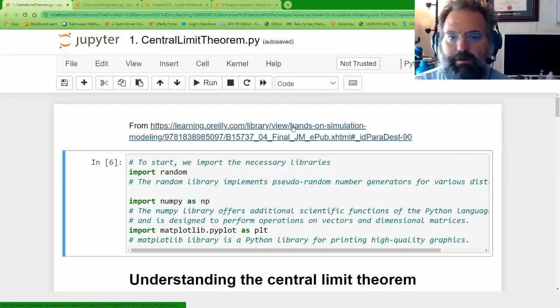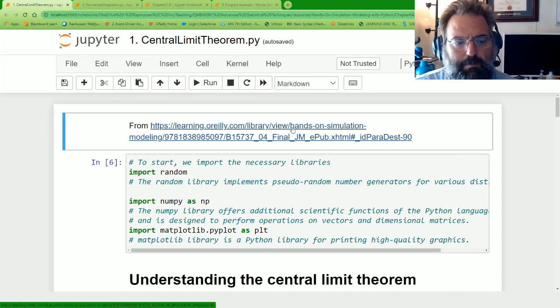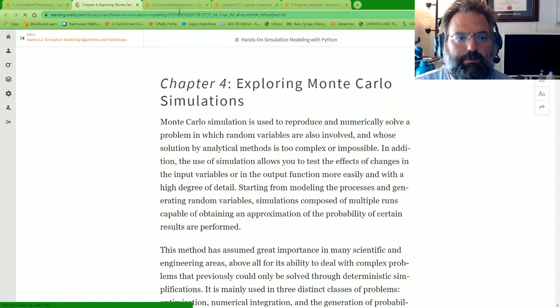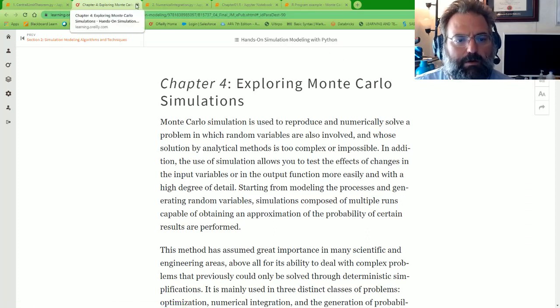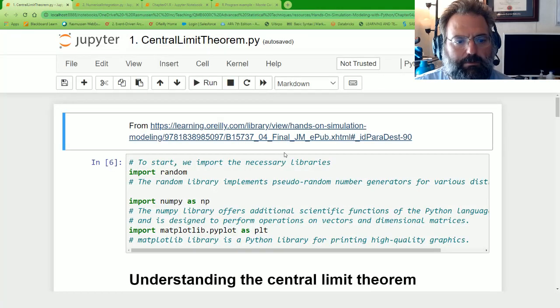Where's my tab? Okay, here we go. So I took this example from a book that's available inside of the O'Reilly set you have, which is hands-on simulation. Pretty good book, and it's available to you as part of going to this university, so might want to take a look at it. Pretty cool stuff. There's a lot of good stuff inside of this O'Reilly repository, so I strongly recommend it to you.